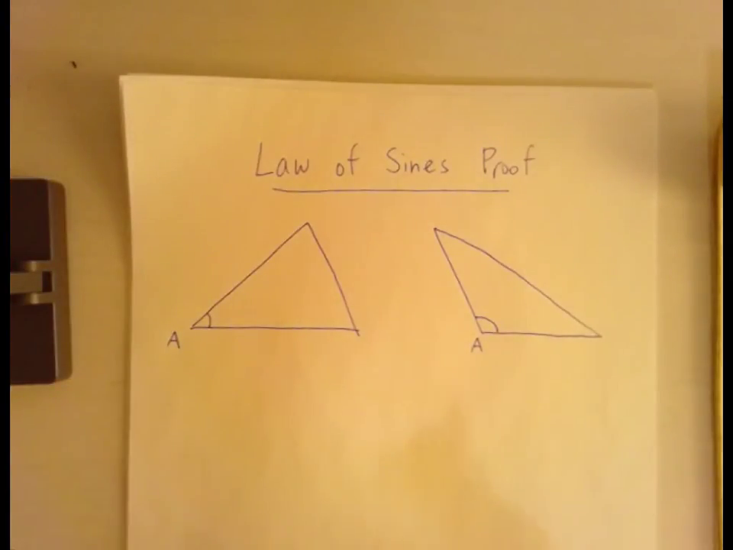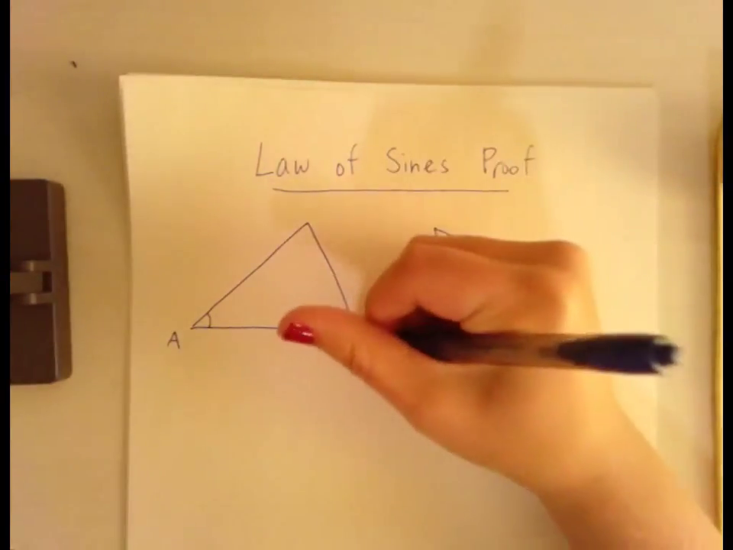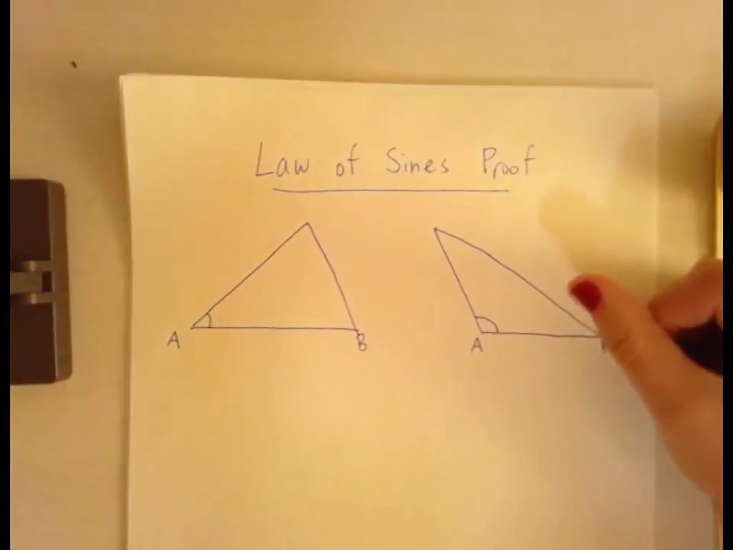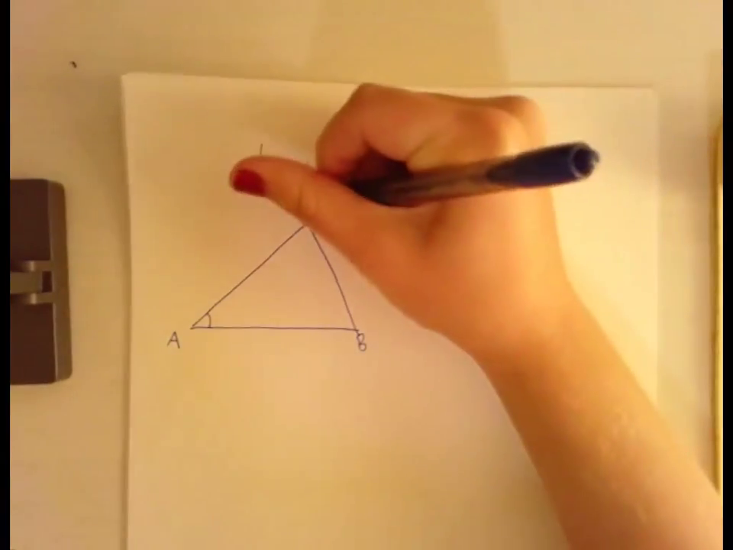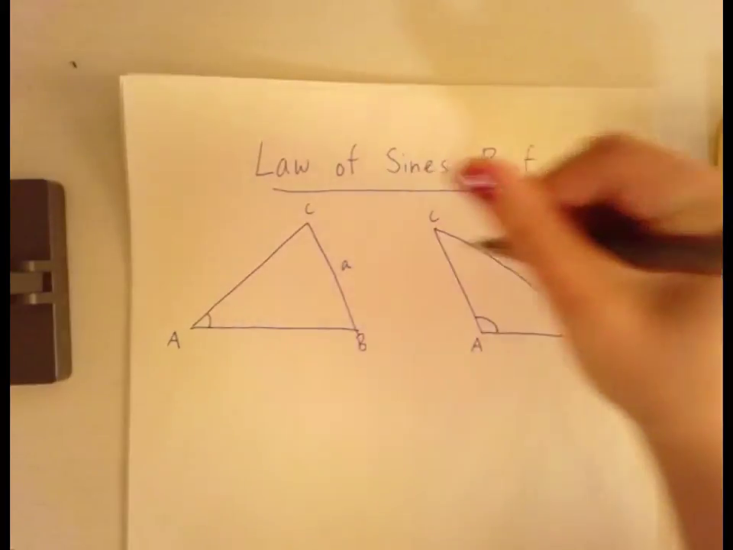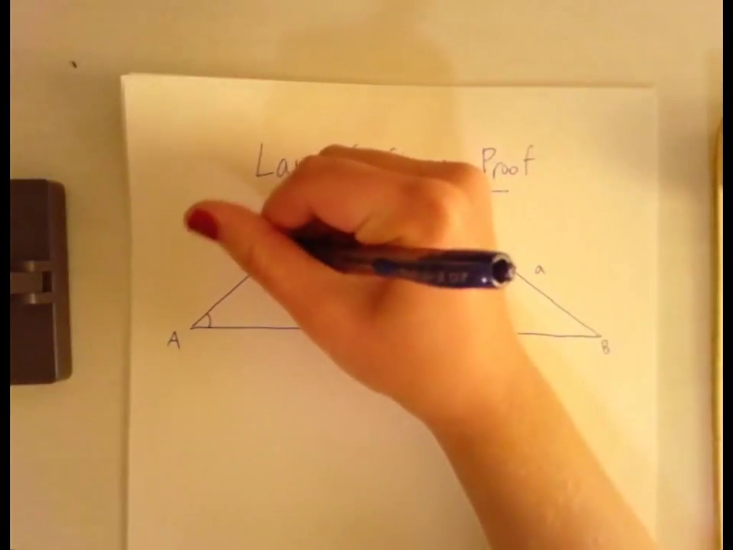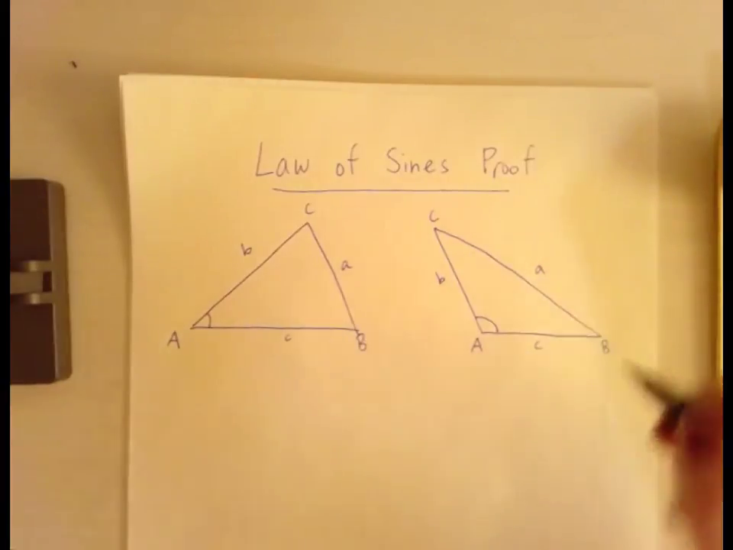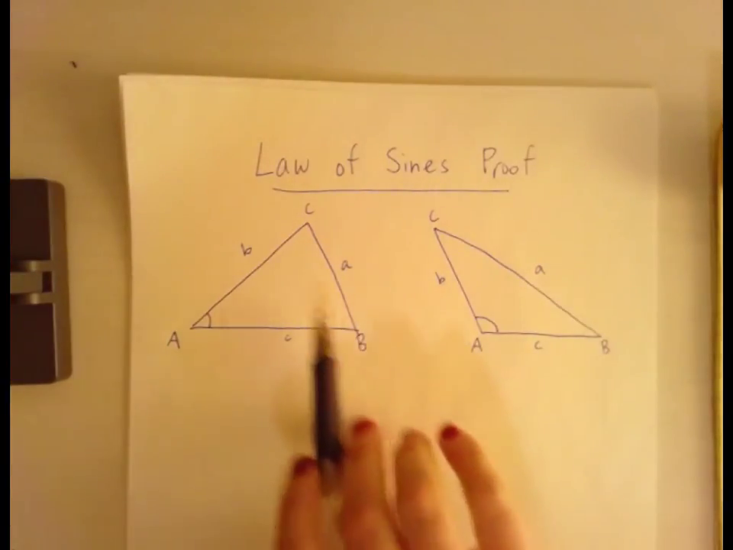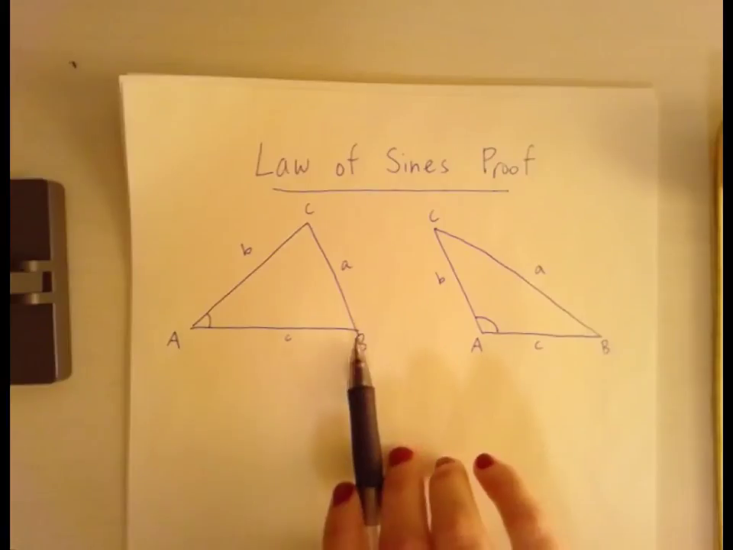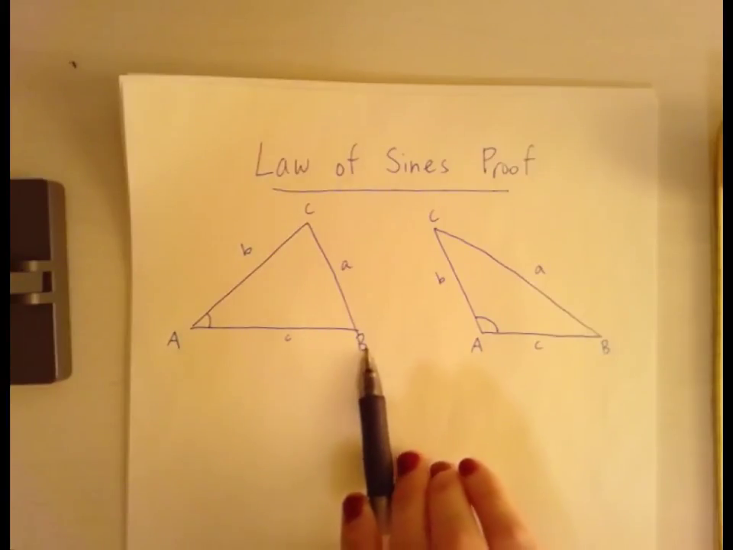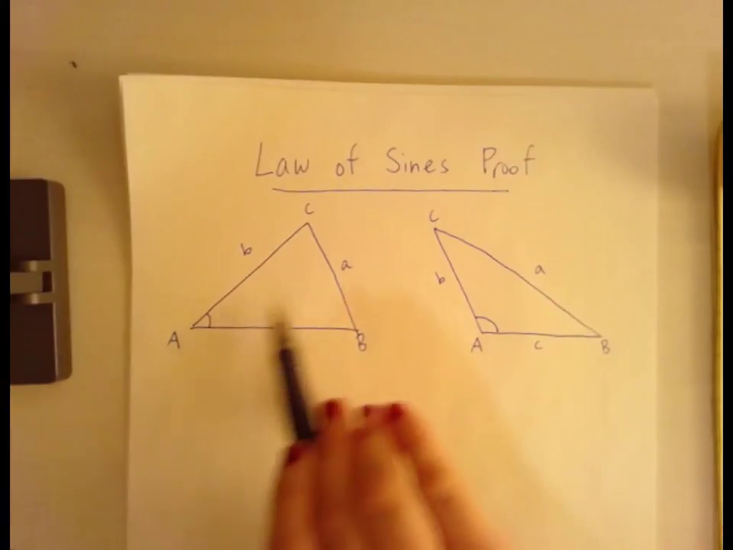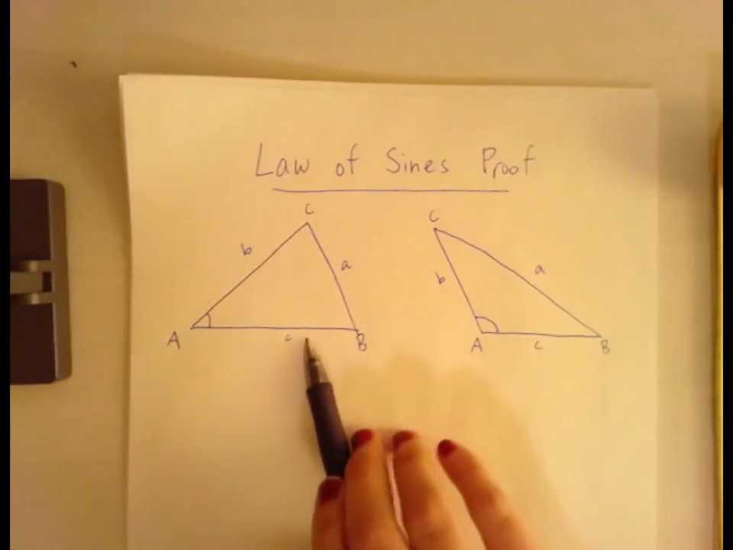And then we can go ahead and label the other angles and sides. Angle B, angle C, side A, side B, side C. And like we've talked about in class, we know the side lengths because they are directly opposite from their angle, right? Angle B, side B, angle A, side A, angle C, side C.